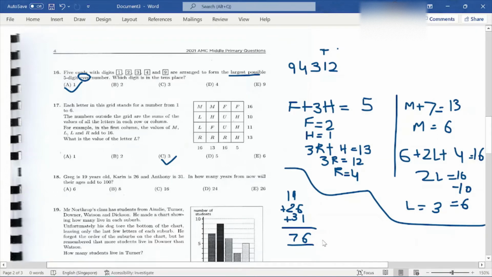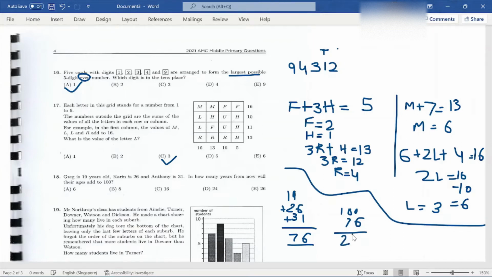So we need to find out the difference in how many years total. If we find the difference of 100, that is, the future versus today, we would know for sure in how many years. So we would have the answer as 24.